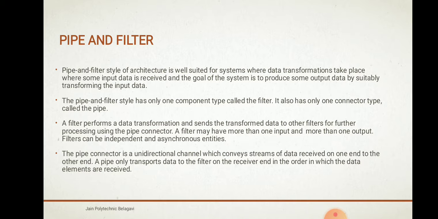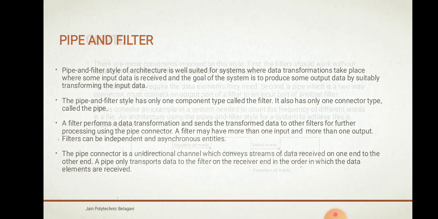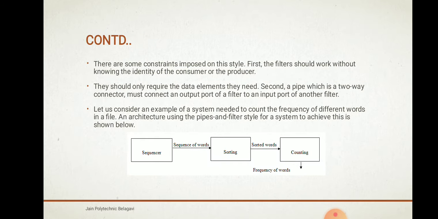It is the same as a water pipe, where we have a pipe as a connector and filters act as transformations. The pipe connector is a unidirectional channel which conveys streams of data received on one end to the other end, and it only transfers data to the filter on the receiver end in the order in which data elements are received. Now there are some constraints imposed on this style.